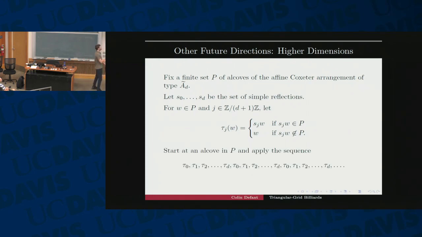And so now just do this sequence of these toggle operators. Do tau_0, then tau_1, tau_2, and so on, all the way to tau_d. Then just rinse and repeat. Do tau_0, tau_1, tau_2, and so on. And let me show you what this is doing in the case of d equals 2, and that'll sort of illustrate why I'm doing this.